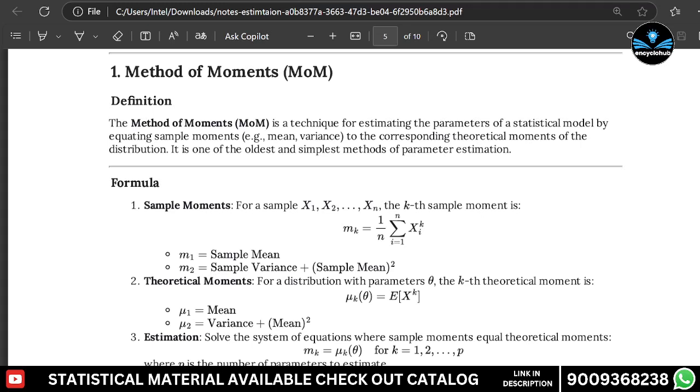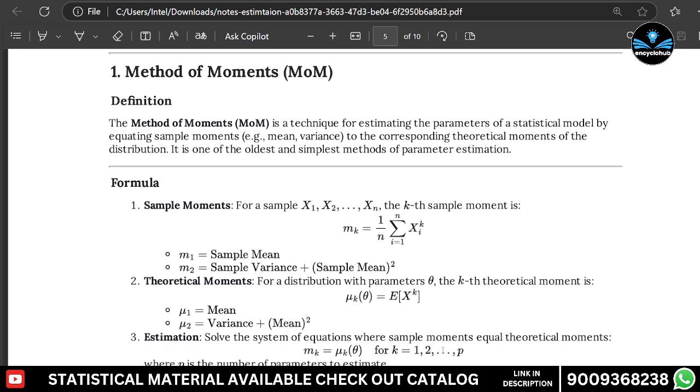In this video, we will discuss method of moments. What is the method of moments? So now let us discuss what is method of moments. Method of moments is a technique for estimating the parameters of a statistical model by equating sample moments to the corresponding theoretical moments of the distribution. It is one of the oldest and the simplest methods of parameter estimation.